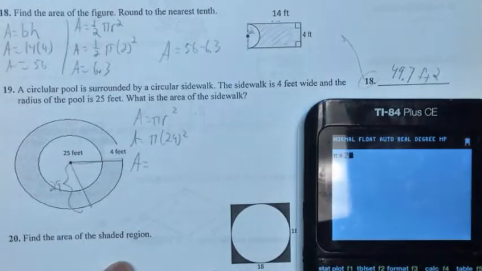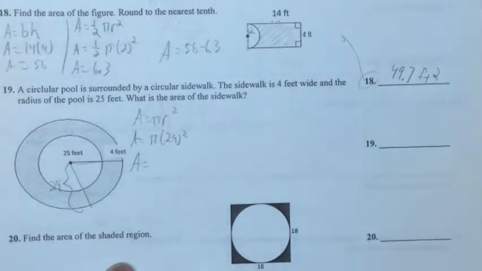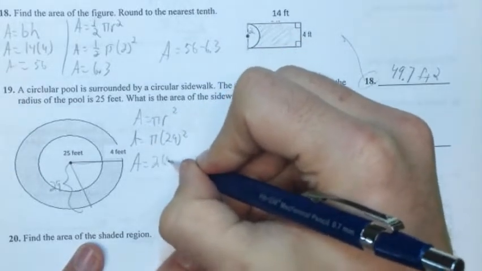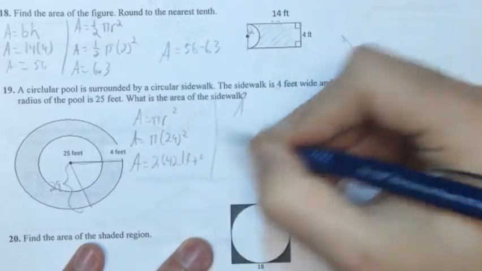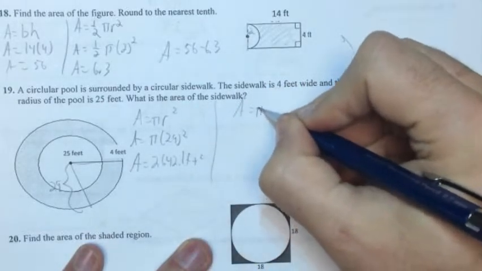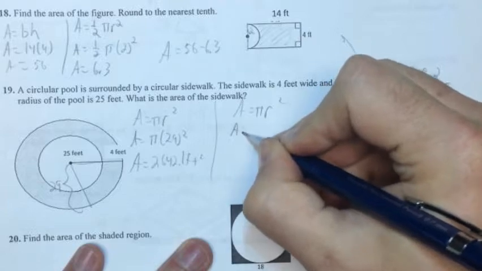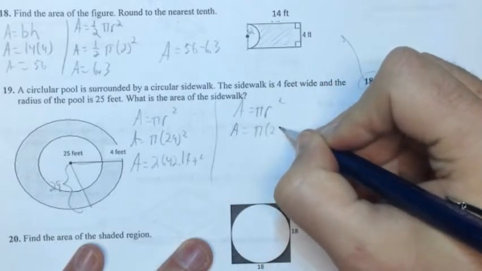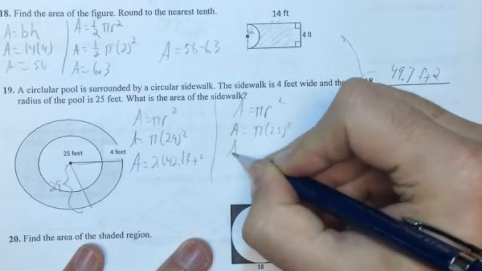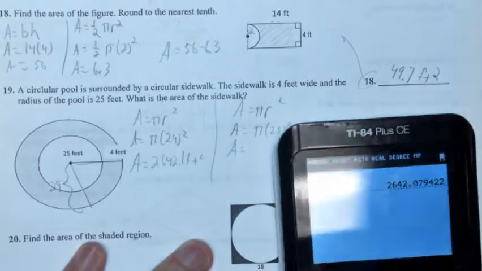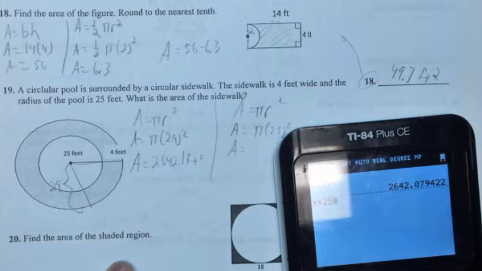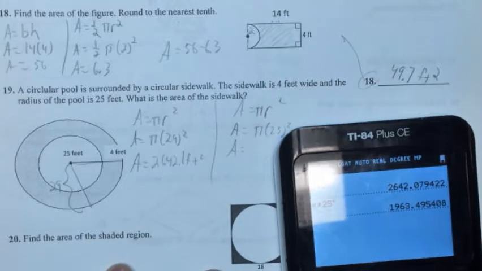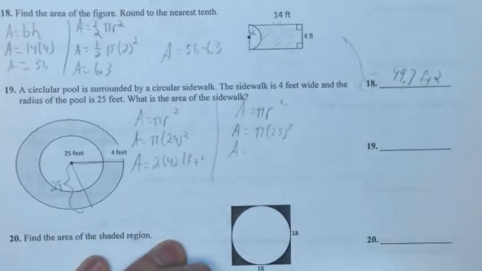Pi times 29 squared, 2642.1 feet squared. All right, area of the smaller one. Same formula, pi r squared. So it's pi times 25 squared. So same thing, pi times 25 squared is 1963.5.